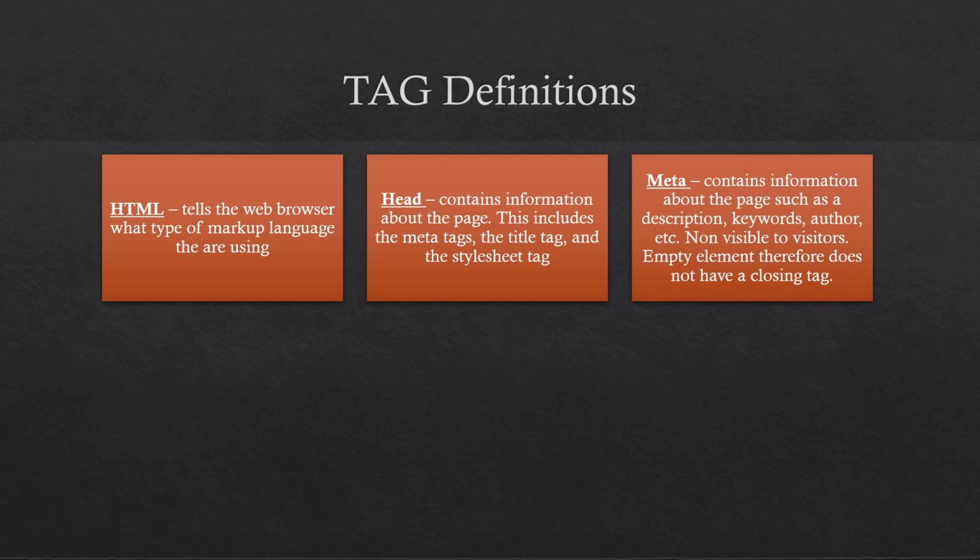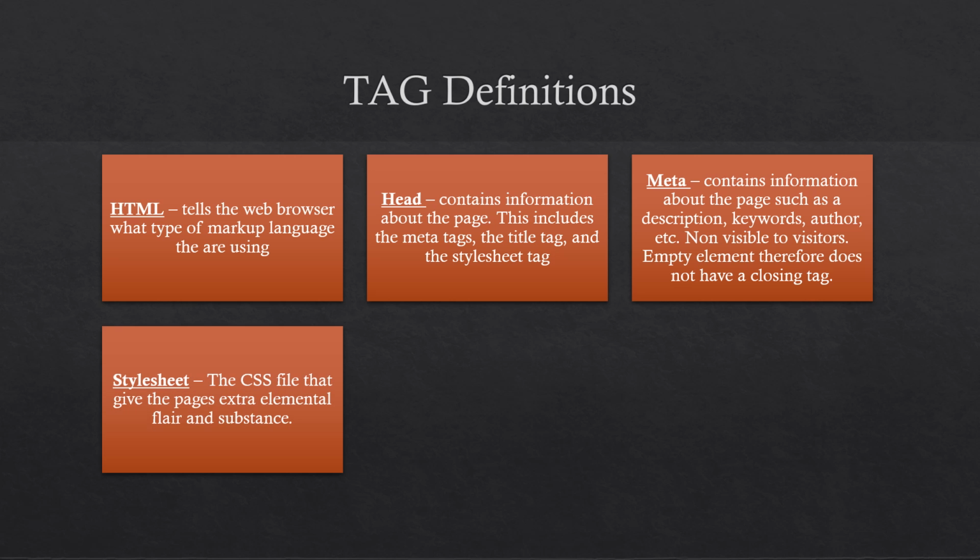The meta tags contain information about the page, such as the description, keywords, and the author. They are not visible on your web page, but they can be seen in the source code. Meta tags are empty elements, therefore they do not need a closing tag. The style sheet link tag is the link to your CSS file. The web browser will load the CSS sheet and apply the elements in it to your page.